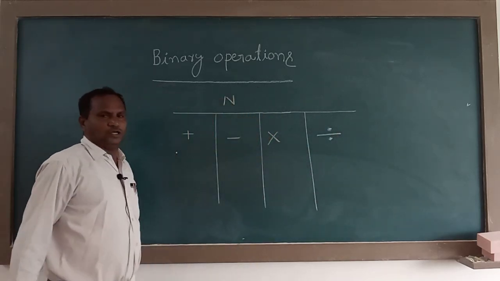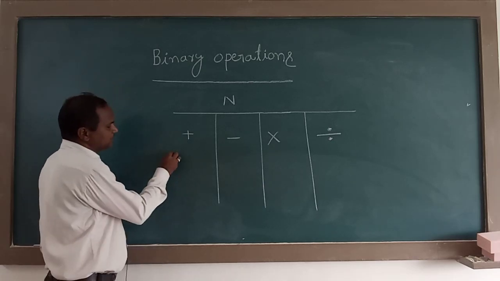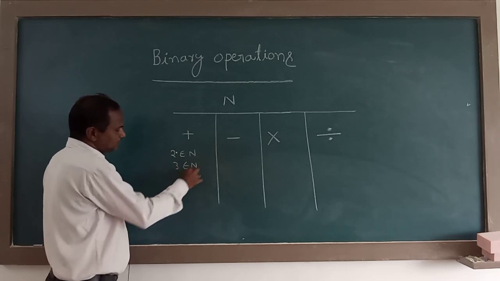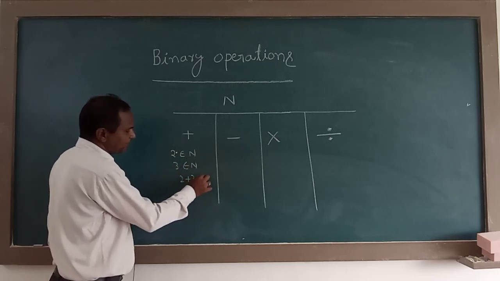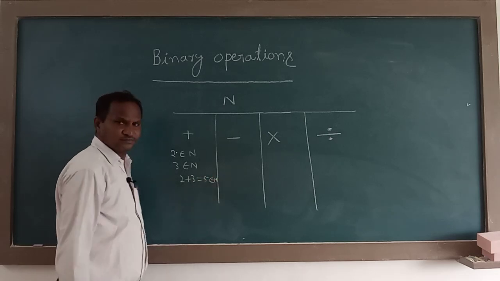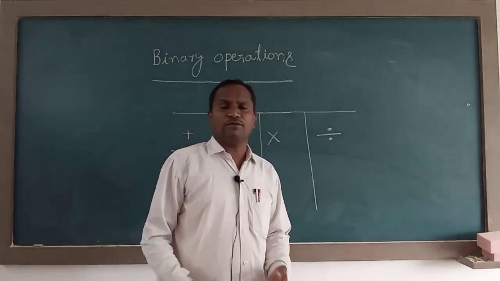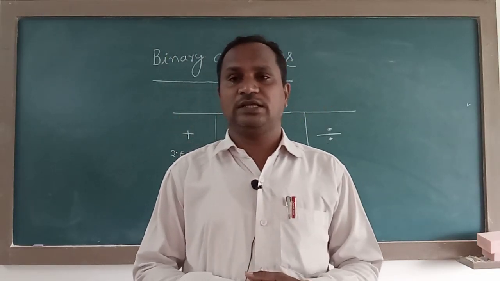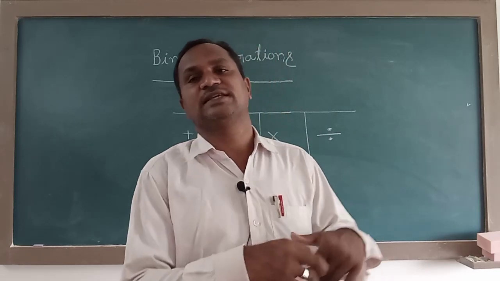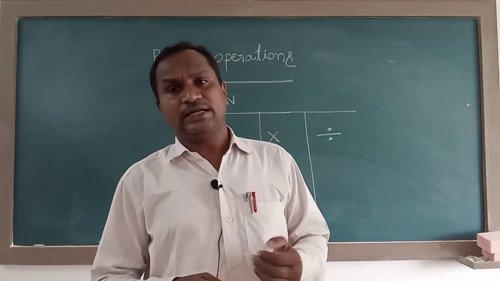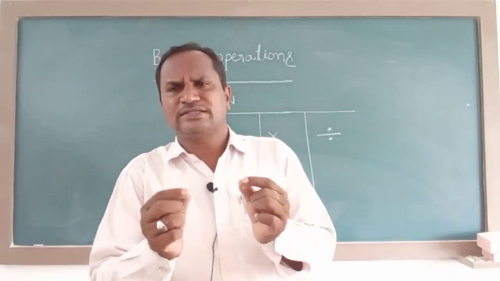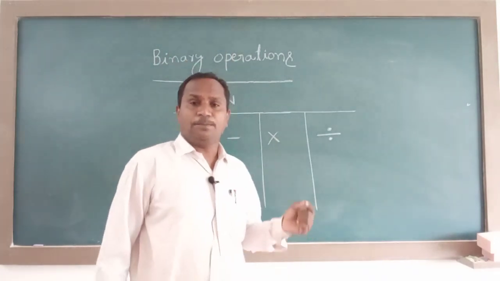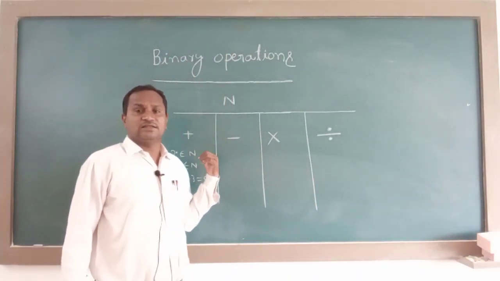Say take any 2 natural numbers. For example, take 2 numbers. 2 belongs to N and 3 belongs to N. Here 2 plus 3 is equal to 5. 5 also belongs to N. That's why the addition of any 2 natural numbers is again a natural number. You can take any 2 natural numbers. That should exist for every 2 natural numbers. If you proceed like that, in case of addition, this exists.